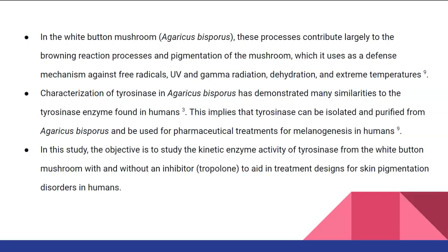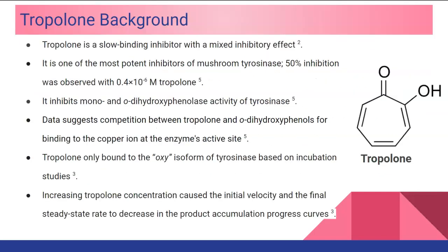It is also important to note that there are a lot of similarities between the tyrosinase enzyme in humans and the one found in the mushroom. So this implies that tyrosinase can be isolated and purified and perhaps be used for pharmaceutical treatments for melanin issues in humans. And so this study is to see the kinetic enzyme activity of tyrosinase from the white button mushroom with and without an inhibitor, which we'll be using tropolone, to aid in treatment designs for skin pigmentation disorders in humans.